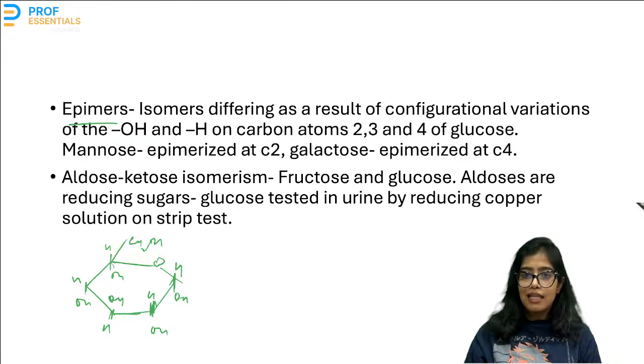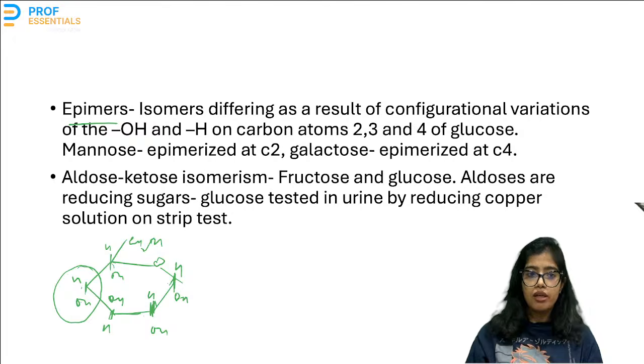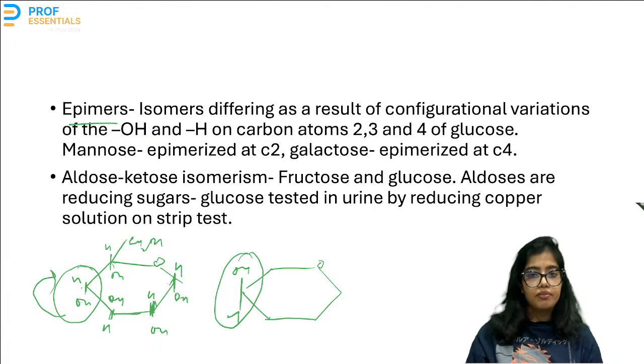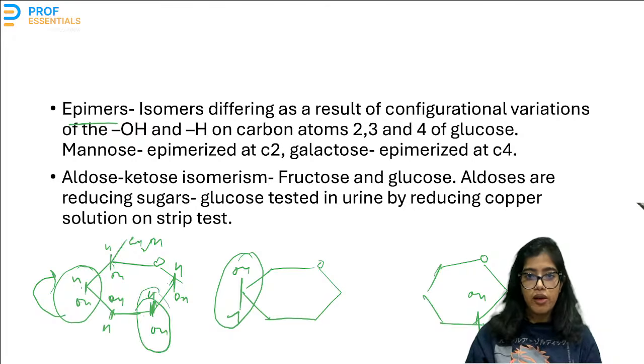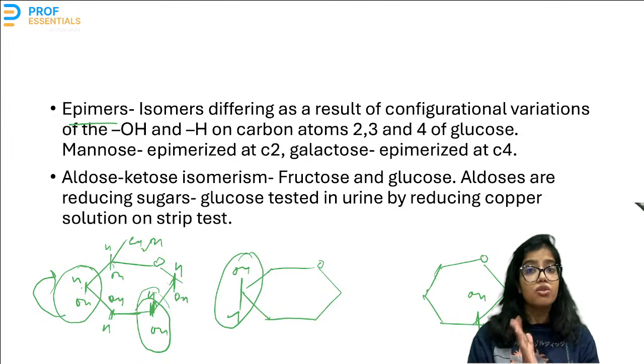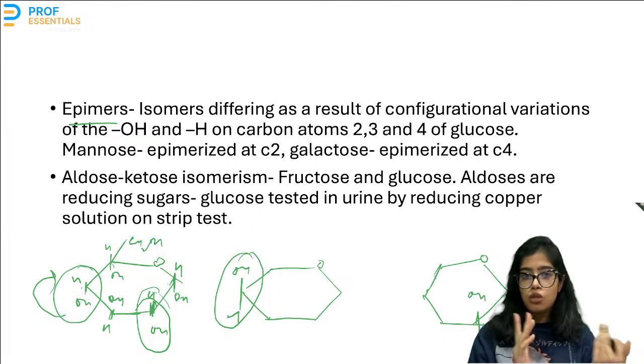Now in galactose, this is 1, 2, 3, 4. This fourth one will be twisted. So in galactose it will be upside down. Galactose will be OH and H like this. The rest will be the same. And what will be mannose? Mannose will be like this. 1, 2. This one will be OH and H. Got it? Now this has turned upside down. So these are epimers, differing in the configurational variations of H and OH on carbon atoms 2, 3 and 4 of glucose. Aldose ketose isomerism we know.